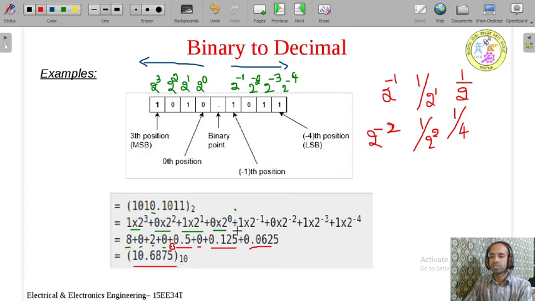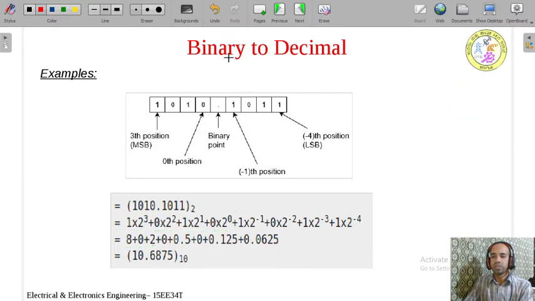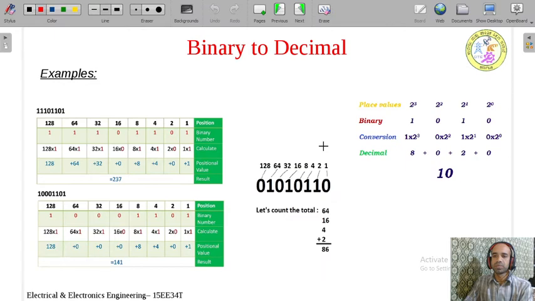Otherwise, you can do this calculation with the help of the calculator. In the calculator, directly you can type 2 to the power of minus 1. You will get the answer. So this is how we are able to convert a given binary number into a decimal number. Some more examples are given here. You can work out these examples.